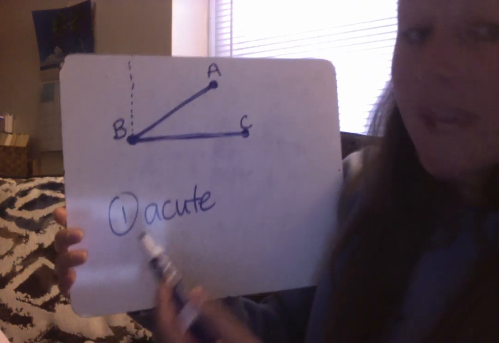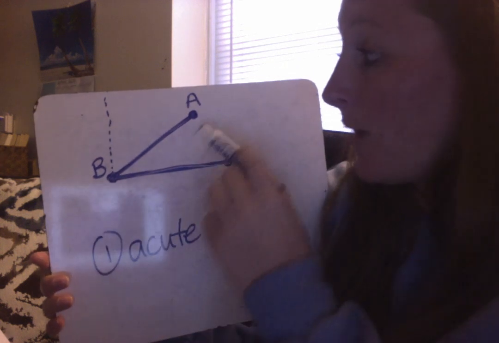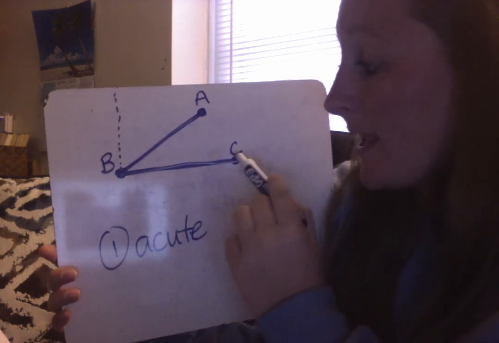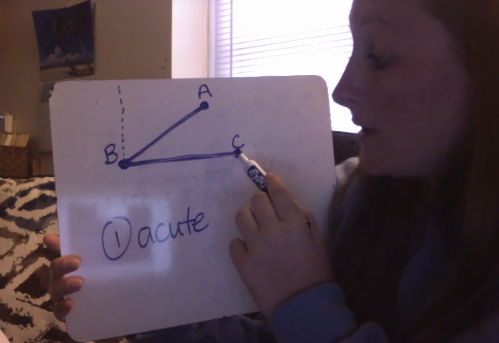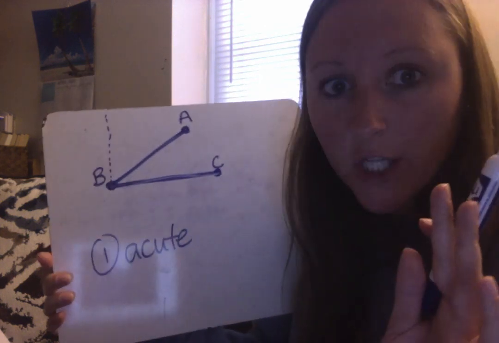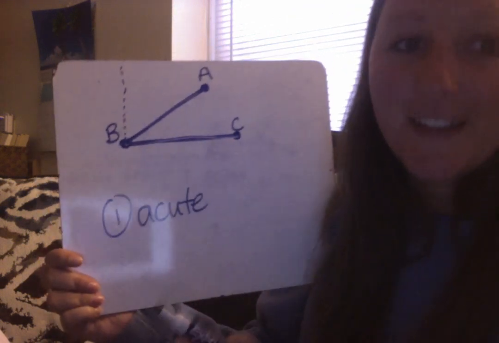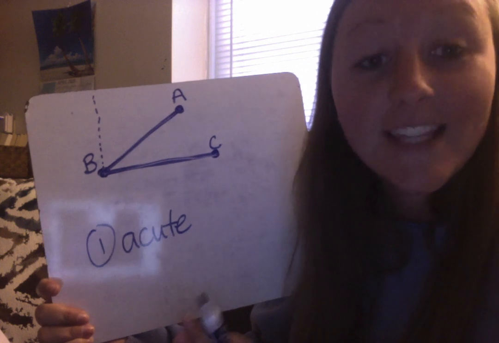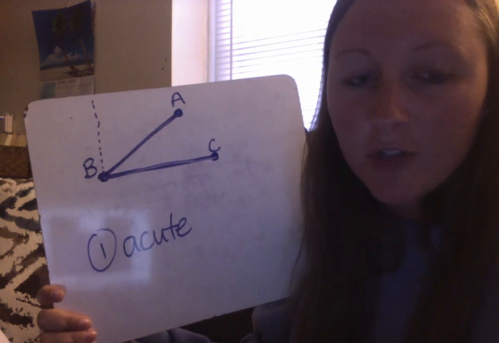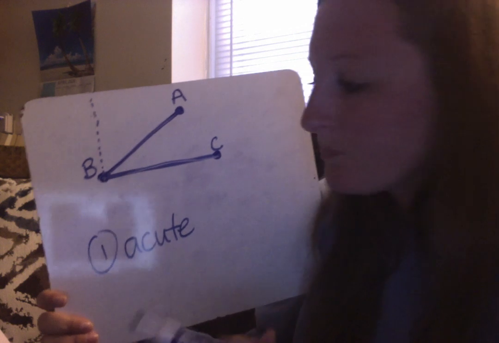Okay, so this is an acute angle, but this angle is also angle ABC, or angle CBA. Hold up, Miss Craw. Where did you just go? I'm glad you asked. Don't be worried. This is new. Don't get frustrated. It's just something that you probably haven't been taught before.